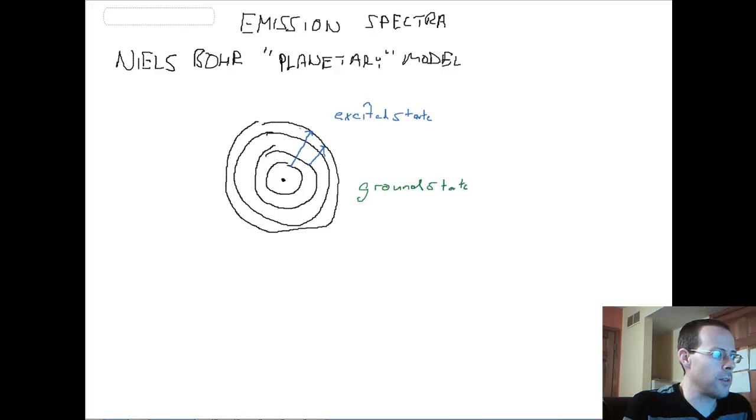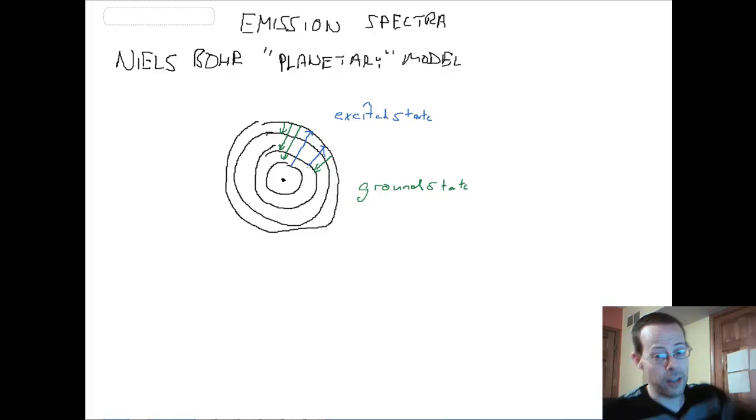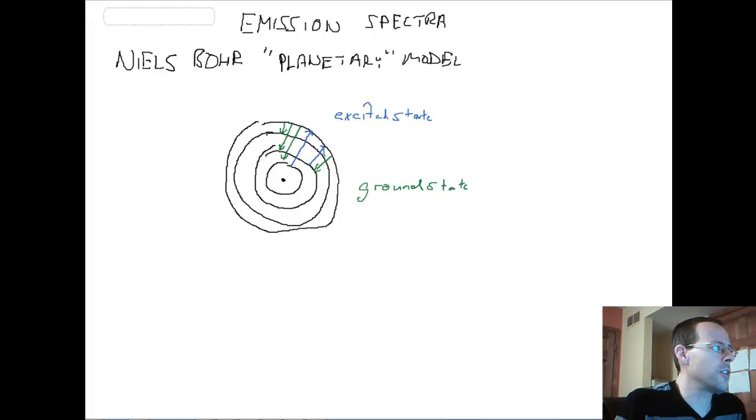This one right here might drop back to the ground state, or it might drop to another orbit. That's allowable. It takes a certain amount of energy to get bumped from one ring to another ring, and that energy is what we say is quantized. So I'm just going to put here, energy is quantized. That simply means it comes in certain quantities.